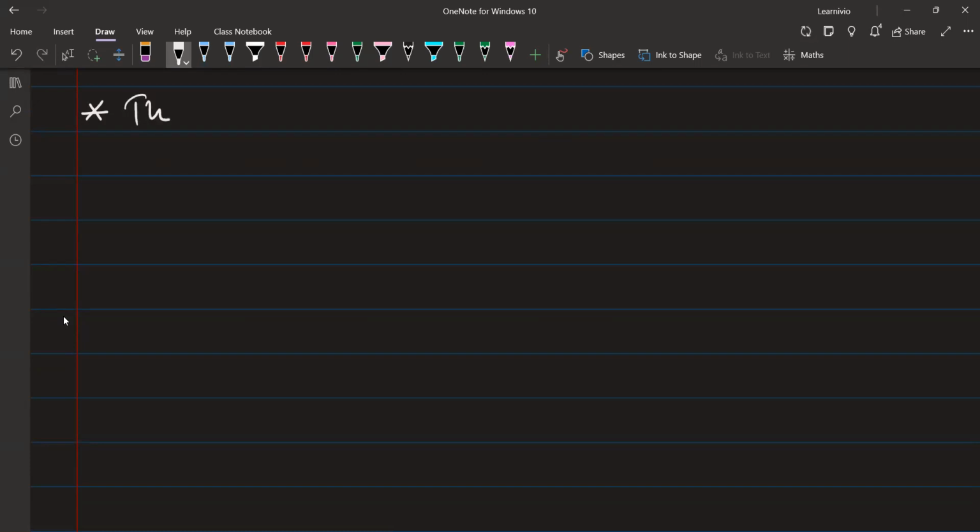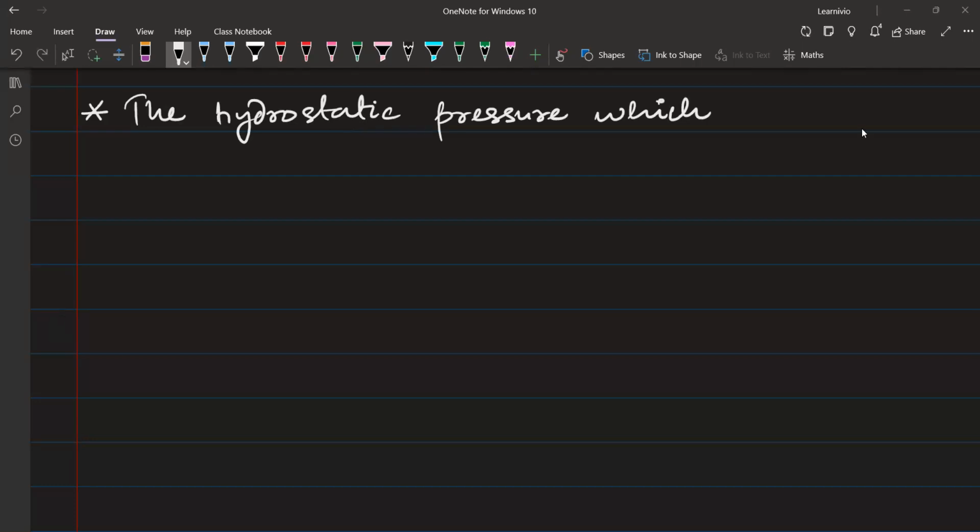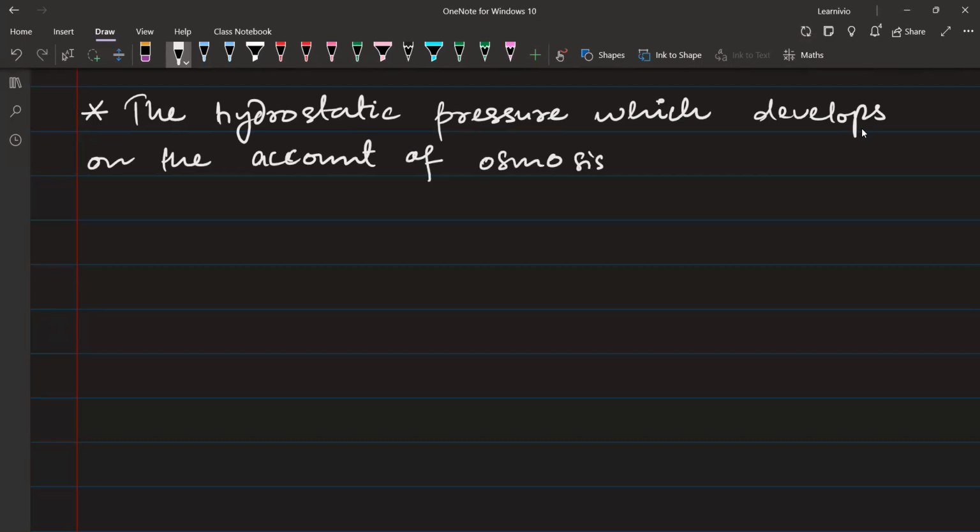तो please write with me: the hydrostatic, and to pronounce it correctly, the hydrostatic pressure which develops on account of osmosis is called osmotic pressure.